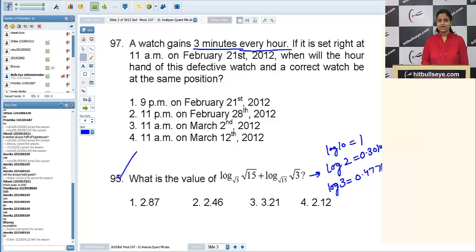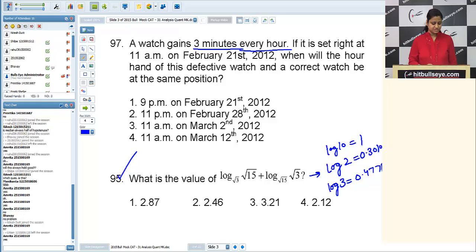same position? Can we say if one watch is correct and the other one is moving fast, it is gaining time, the two watches will show the same time if there is a difference of exactly 12 hours? Is it okay, Amrita? Because that was the thing I'm going to use in this.